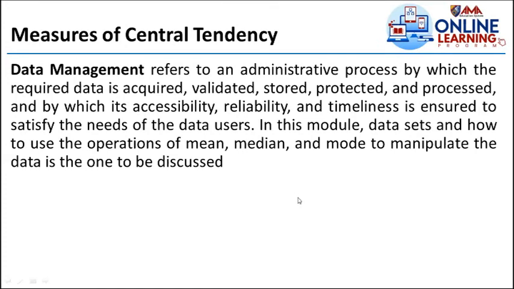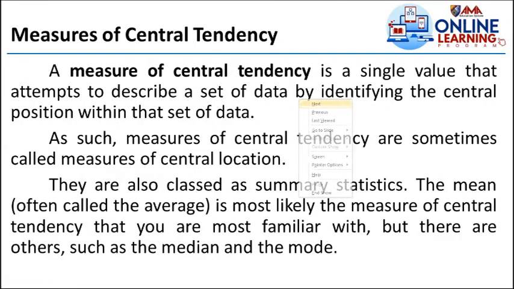I hope you're already familiar with mean, median, and mode. A measure of central tendency is a single value that attempts to describe a set of data by identifying the central position within that set of data. As such, measures of central tendency are sometimes called measures of central location. That's why they are called central, okay? They are also classed as summary statistics.